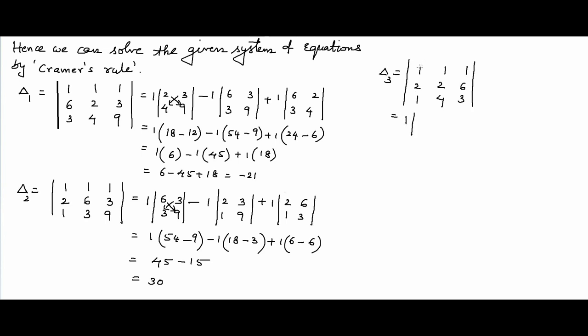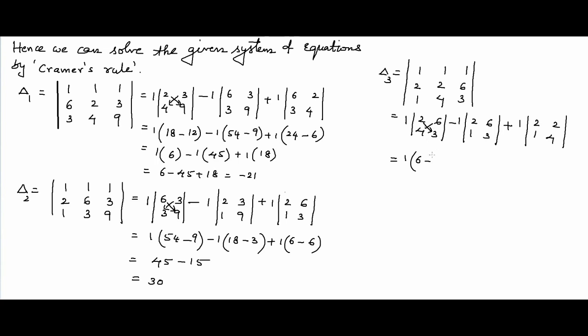1 into the first element is 1, leave out the first row and first column. The remaining 4 elements, again minus, second element is 1, leave out the first row and second column. We have 4 elements in the determinant form, and the last element is 1, leave out the first row and the third column, remaining 4 elements. So again, all the elements' determinants are in the form of ABCD. So determinant of ABCD we know is AD minus BC.